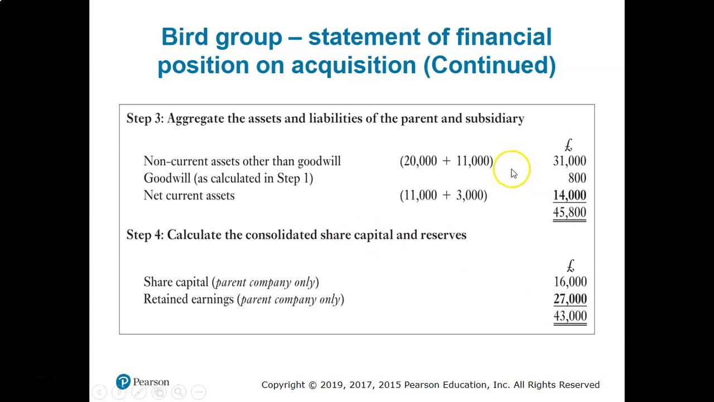And if you calculate the asset side, as I showed, there are non-current assets 31,000, goodwill 800, and net current asset 14,000, so 45,800. And the capital and reserve of the parent company only is 43,000. So 43,000 and 2,800 for non-controlling interest is the capital side of the group financial picture.